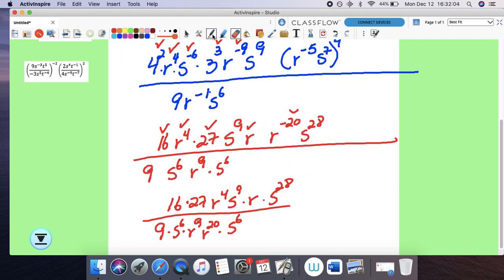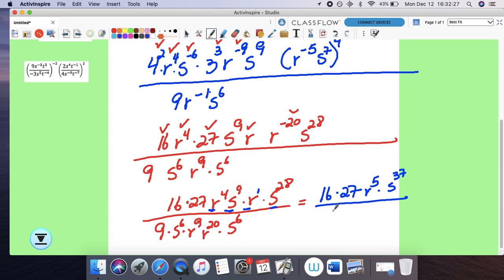So on the top, now I'm doing this in a lot of steps, right? On the top I'm just going to leave the 16, I'm going to leave the 27. R4, and this R4 and this R, remember there's a 1 here, I can write R to the 5th power, add the exponents. S to the 9th and S to the 28, I can write S to the 37, right? Make it a little smaller.